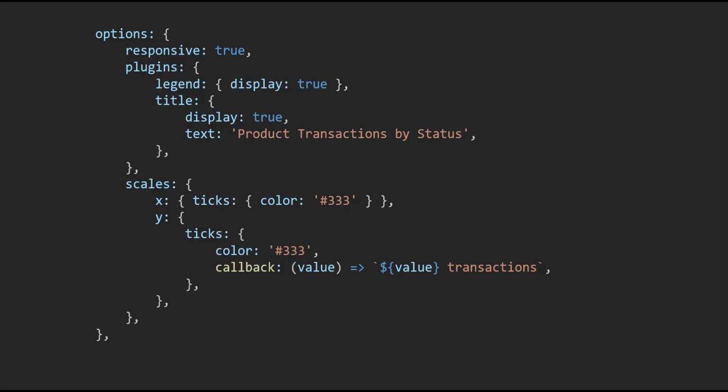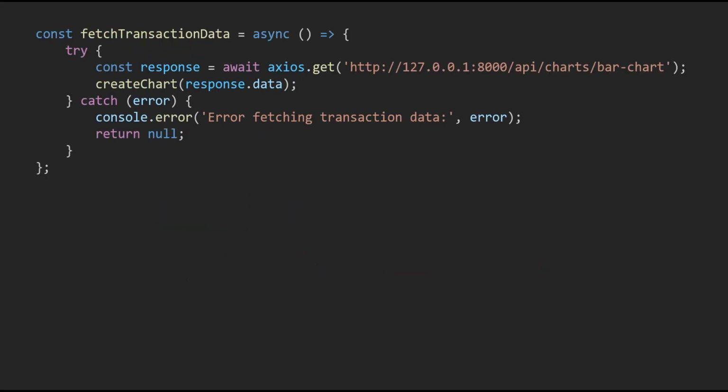And also we can add our options, so we can define plugins, scales, and the title text of our chart. Then after that we have to fetch our data from our backend. So we are going to create a new function with the name of fetchTransactionData and call our API from our server. And at the end, we will use useEffect to run this function when the component loads.